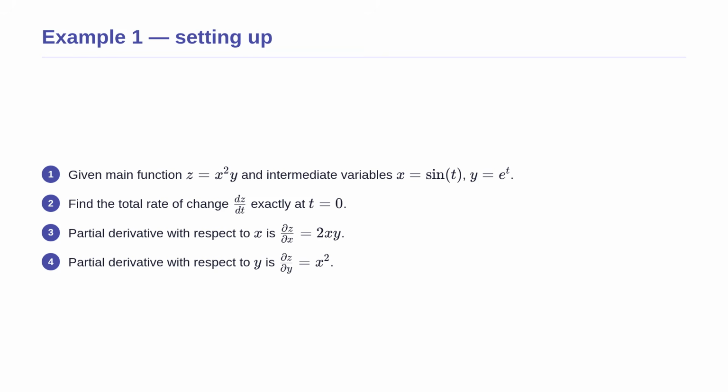We start by taking the partial derivative of the main function with respect to the first input, x, treating y as a constant, which gives 2xy. Then we find the partial derivative with respect to y, treating x as a constant, giving x squared.